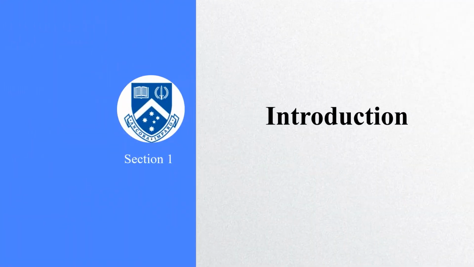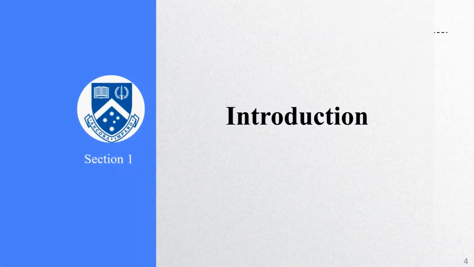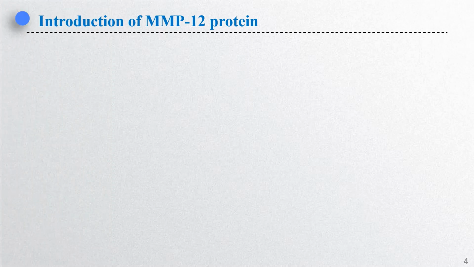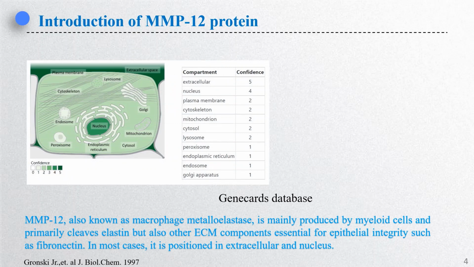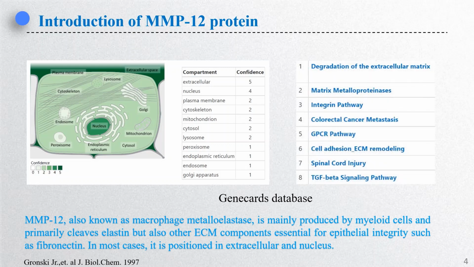Section 1, Introduction. First, briefly introduce the MP12 protein. MP12 is mainly produced by myelocells and primarily cleaves elastin. In most cases, it is positioned in the extracellular space and nucleus, as shown in the dark green parts of the picture. Besides, the primary function of MP12 is to degrade the extracellular matrix.